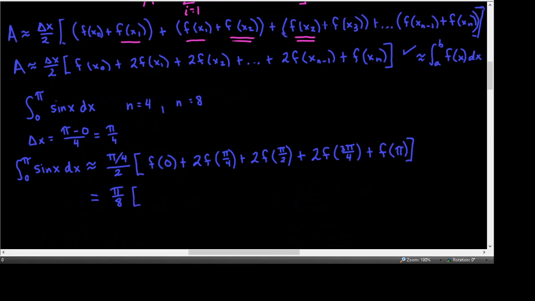Sine of 0 is 0. Sine of pi over 4 is square root of 2 over 2. Sine of pi over 2 is 1. Sine of 3 pi over 4 is square root of 2 over 2.